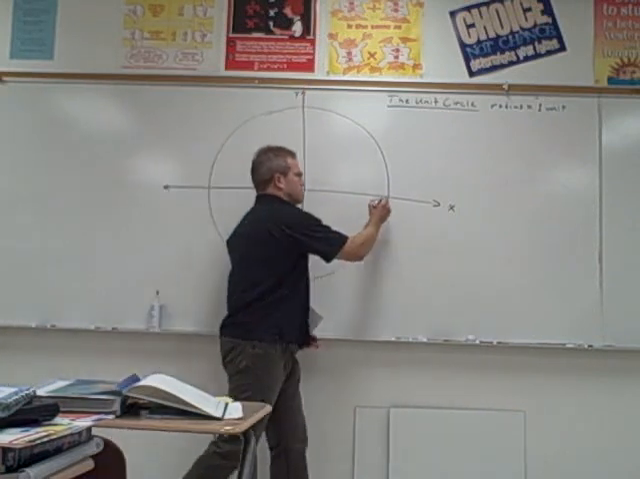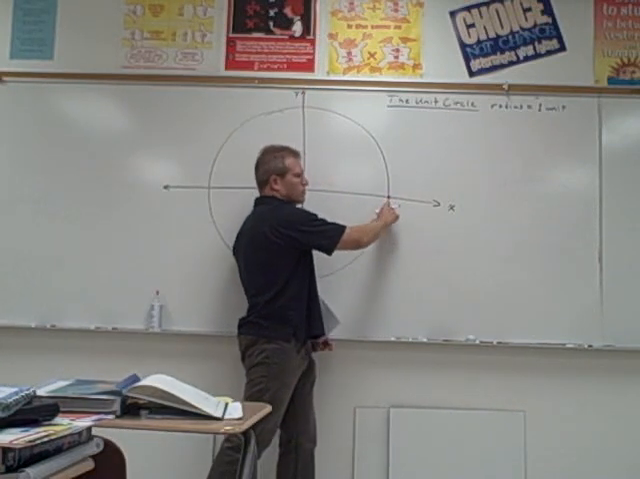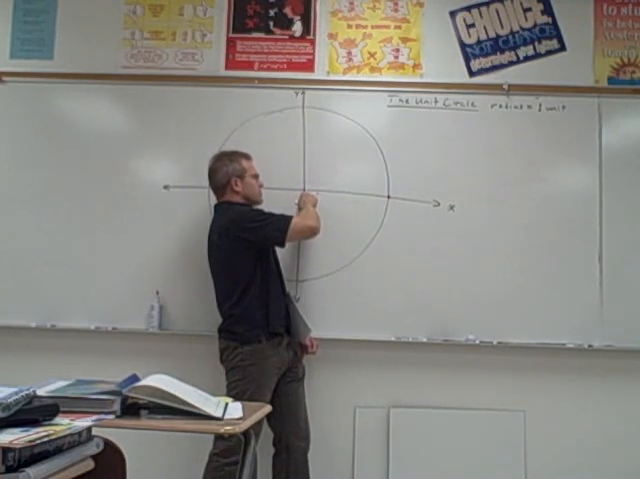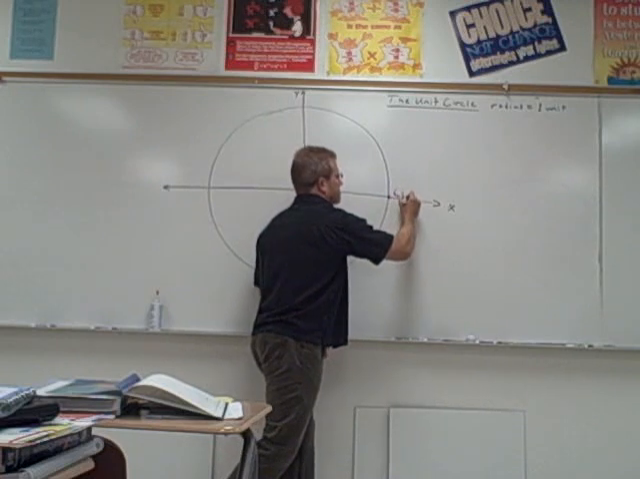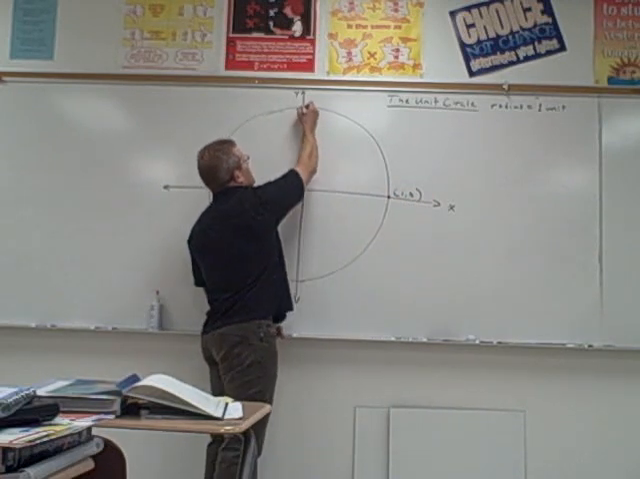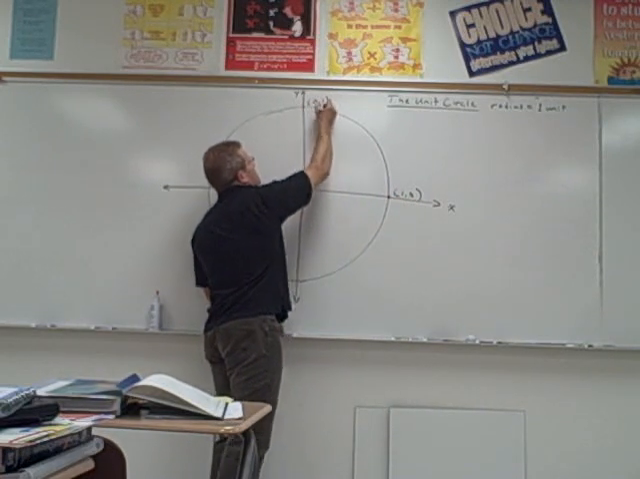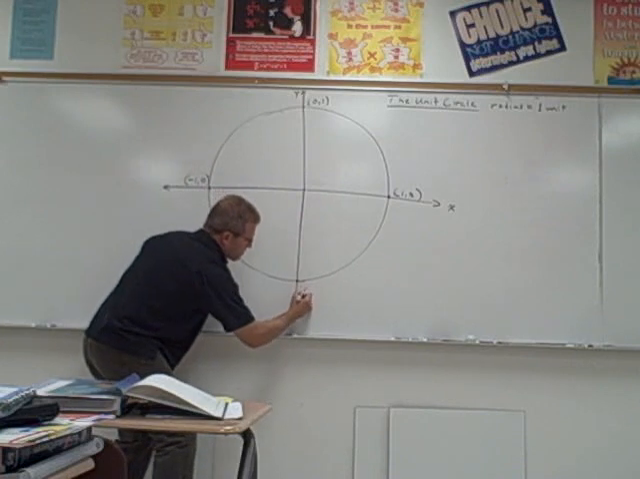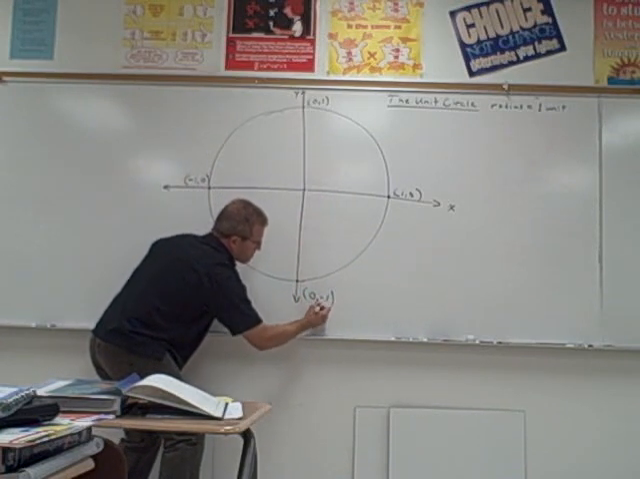So this would be the point. What would be the coordinates of that point? 1, 0. That's 0, 0. So this would be 1, 0 right here. This would be the point 0, 1. This would be negative 1, 0. This would be 0, negative 1.